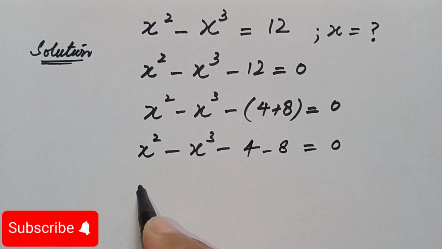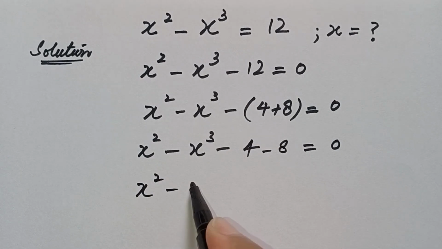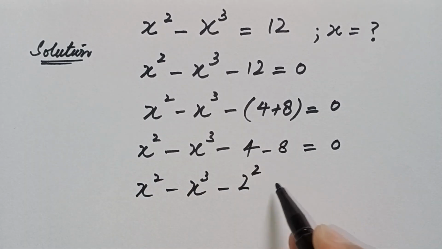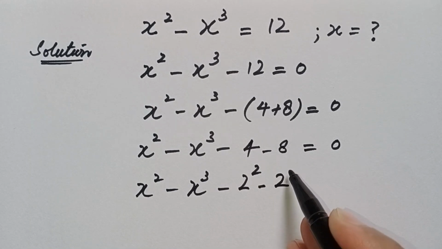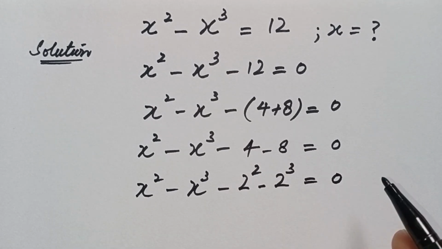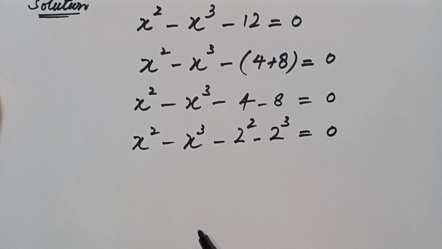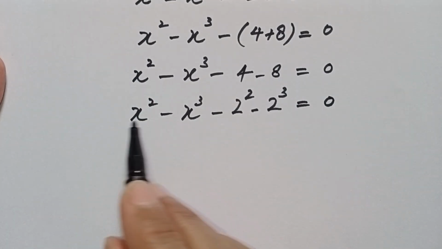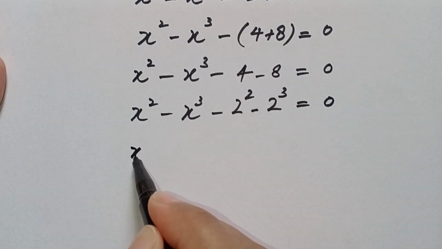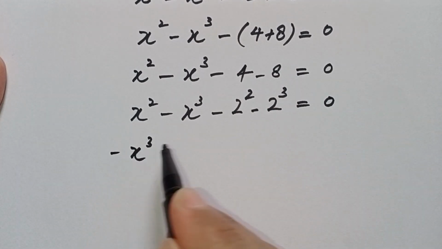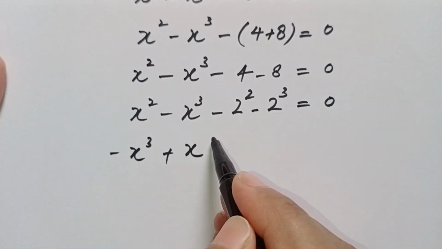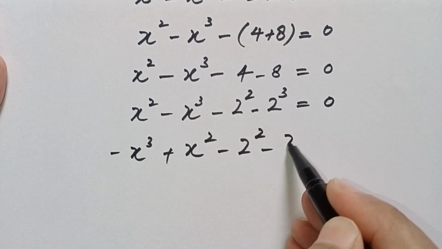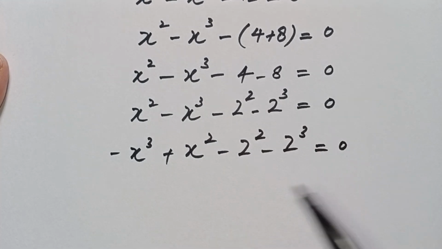So in the next step, we can write x square minus x cube minus 4 can be written as 2 square, minus 8 can be written as 2 cube, is equal to 0. So in the next step, we will arrange this equation. We want to write x cube in the start of the equation. So we will write it minus x cube plus x square minus 2 square plus minus 2 cube is equal to 0.